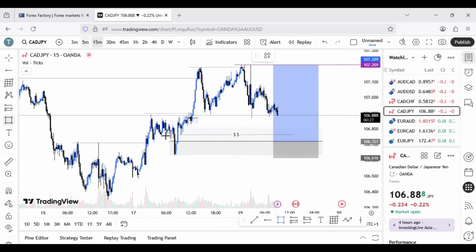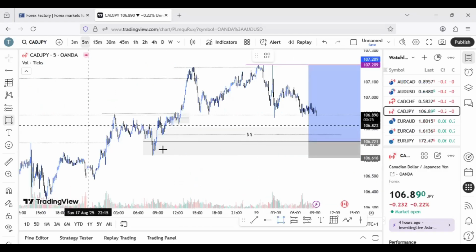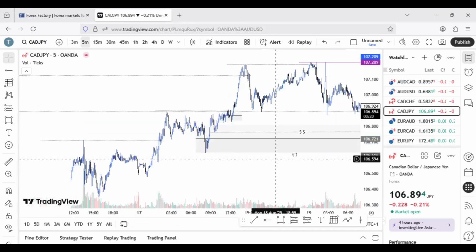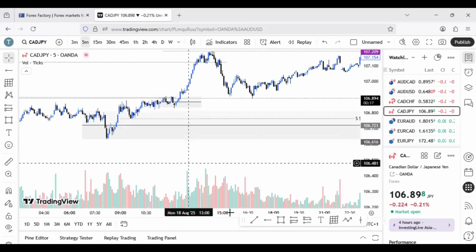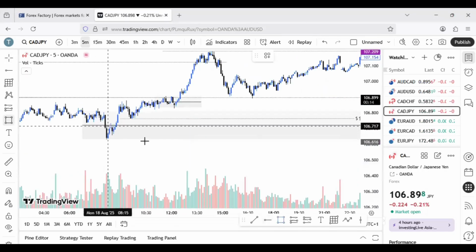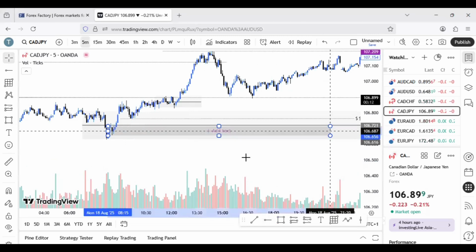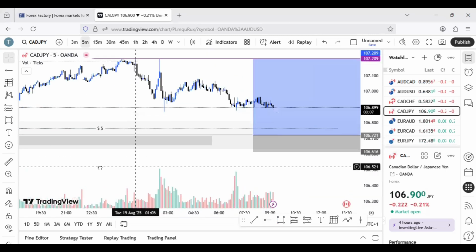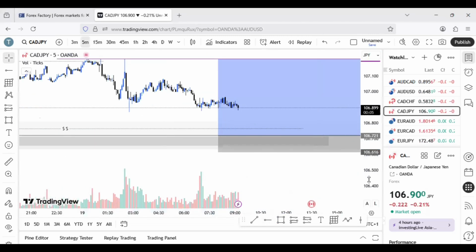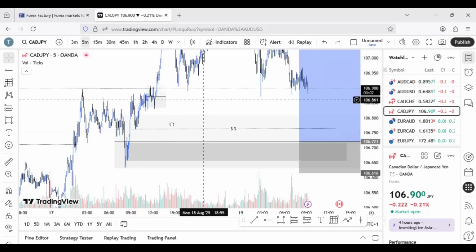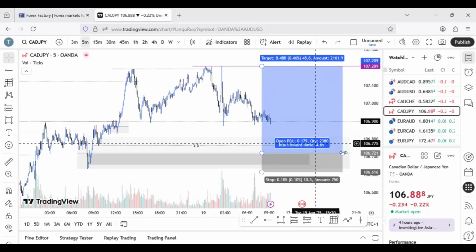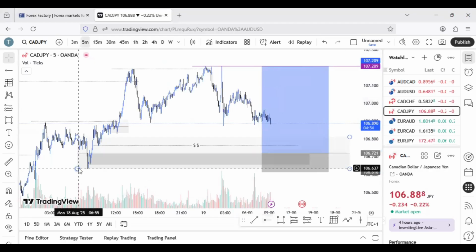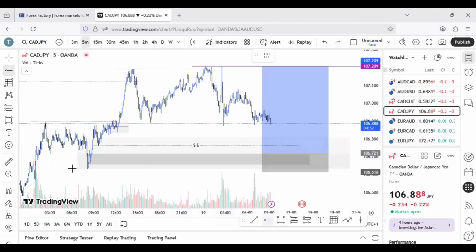If you now go to the 5 minutes, you still see that it is a valid. You can clearly see this unmitigated 5 minutes order. So this is a valid day trading setup on CAD JPY and it's 4.65. We're expecting a reaction there.